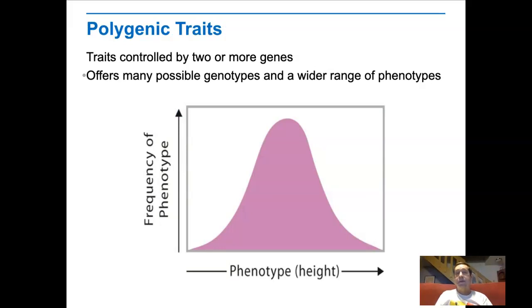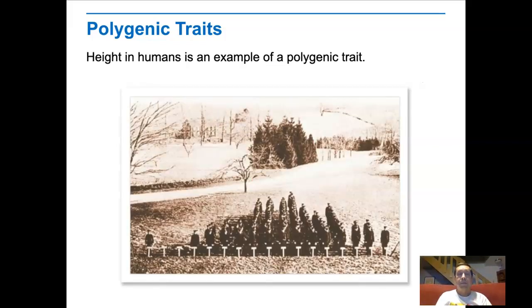Polygenic traits, traits controlled by two or more genes, have what we call a bell-shaped curve for the range of phenotypes, where most individuals are in the middle, the average, and as you move away from that average phenotype, you have fewer and fewer individuals. Here's an example, human height. We've got a picture here that shows that bell-shaped curve for the individuals of this particular military academy. The photo was taken where they lined up by height.